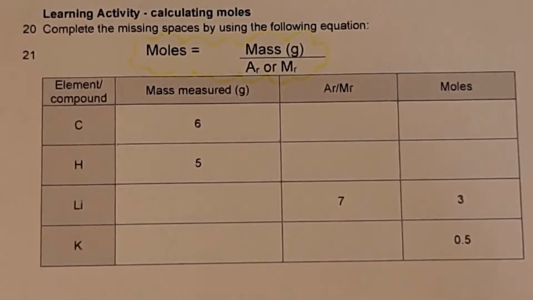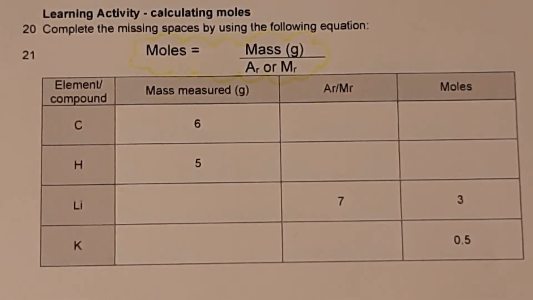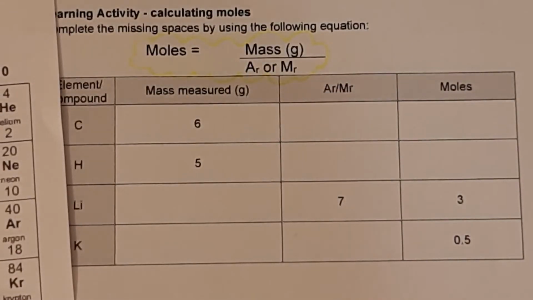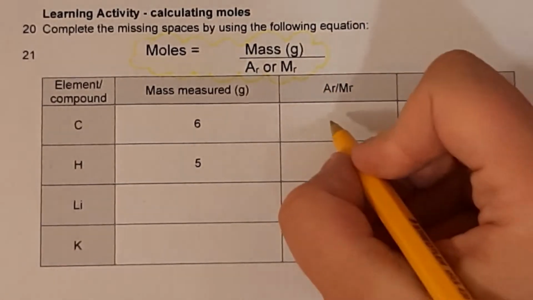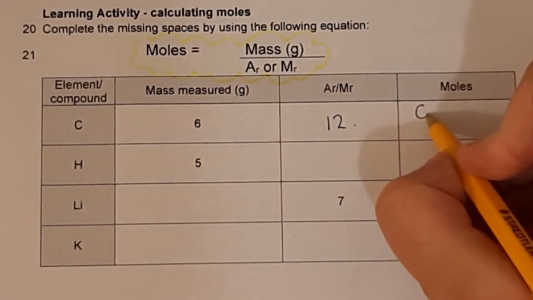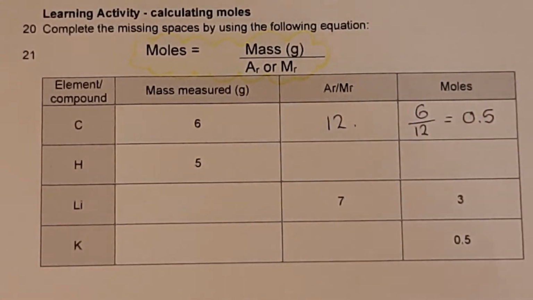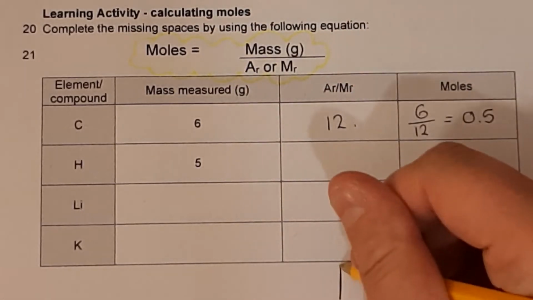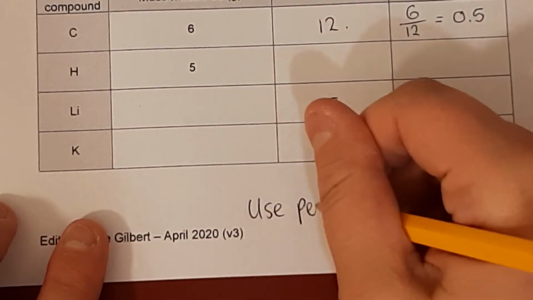first one together now. So the mass here is measured in grams of carbon, so that's 6. We use our periodic table, and our periodic table shows us that the relative atomic mass of carbon is 12. So the number of moles is the mass divided by the relative atomic mass, which is going to be 6 divided by 12, and 6 divided by 12 is 0.5, so there are 0.5 moles there. And you can simply rearrange this equation to calculate any of the missing values, but you need the periodic table to calculate these values. So we're going to write a little note here saying use periodic table for this.